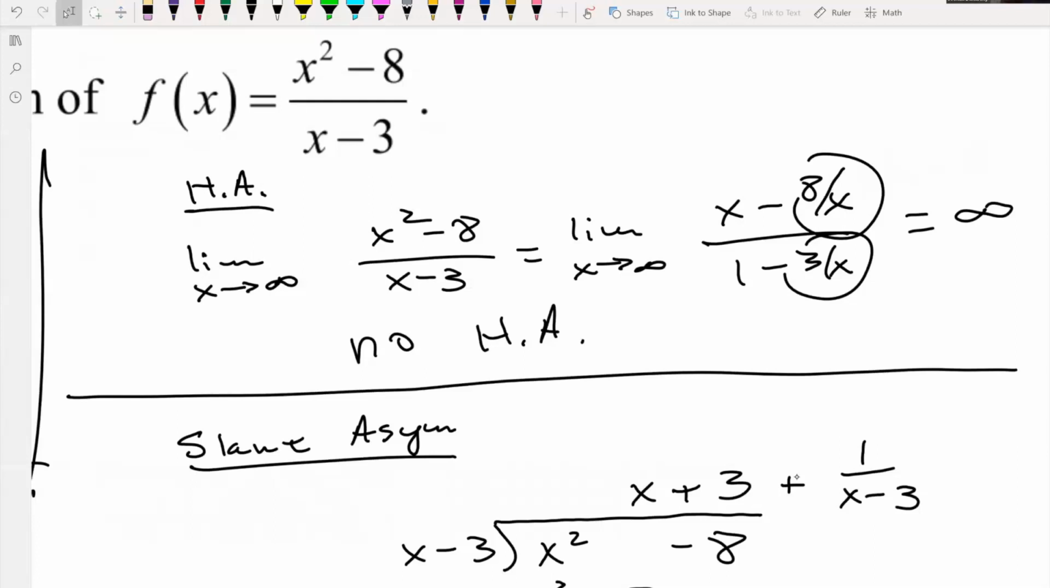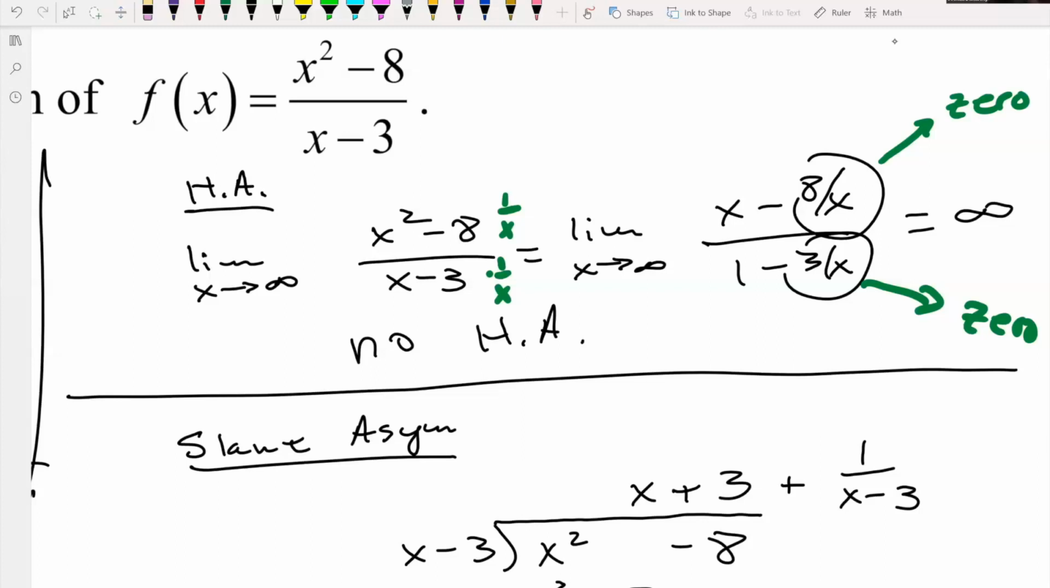The way we talked about it is we multiply top and bottom by 1 over x in this case, because it's the highest degree variable in the denominator. And when we do that, we get what you see here. For huge x, 8 over huge is approaching 0, as is 3 over huge. So for huge x, these are both going to 0, and now you just have the limit as x approaches infinity of x. Well, as x gets huge, that's why it's going to infinity.